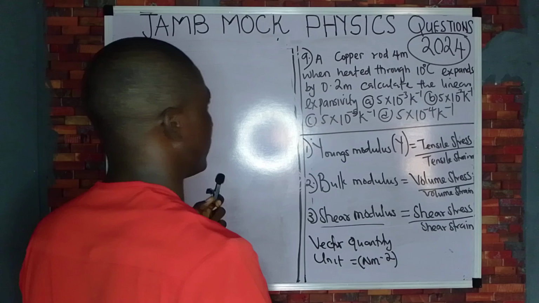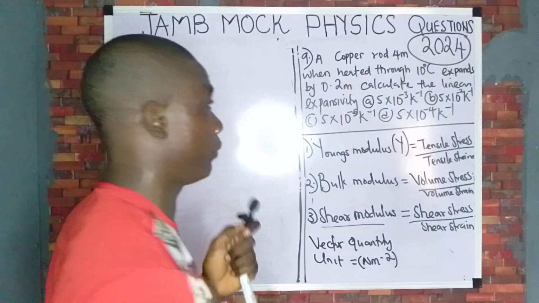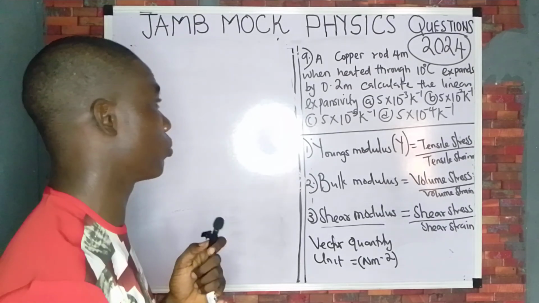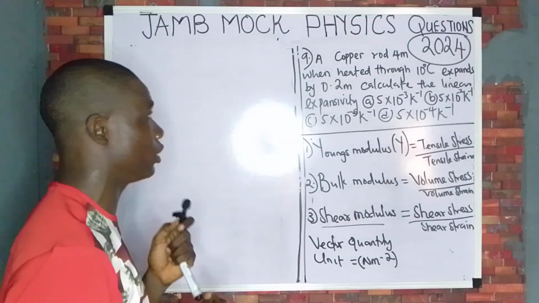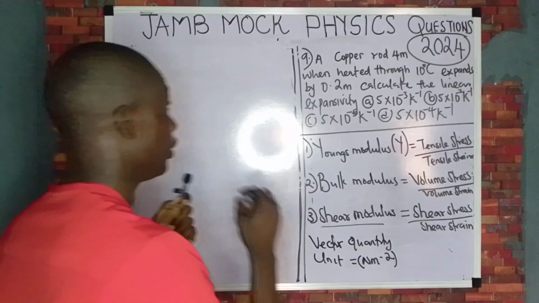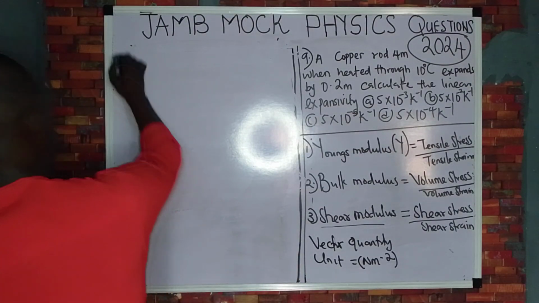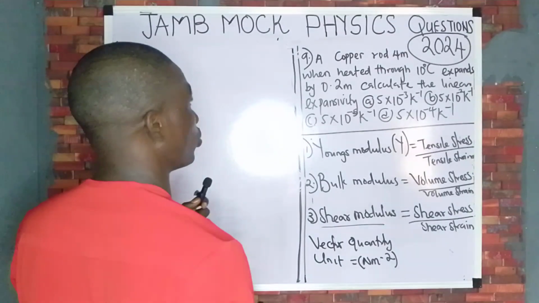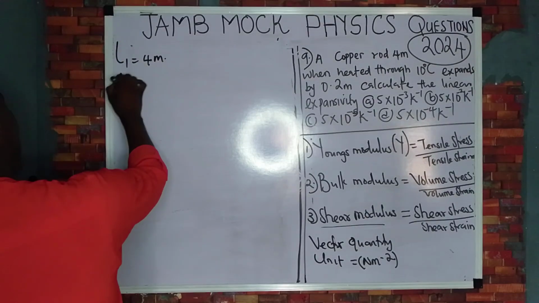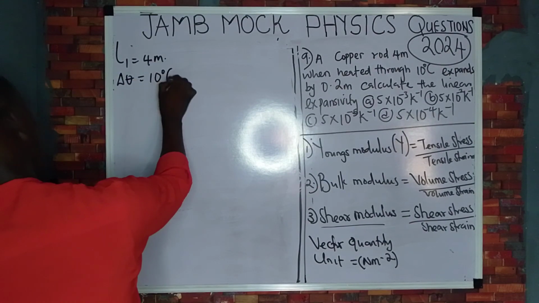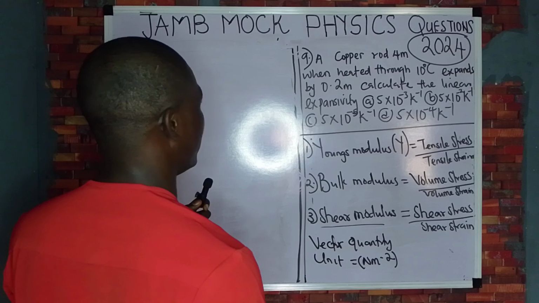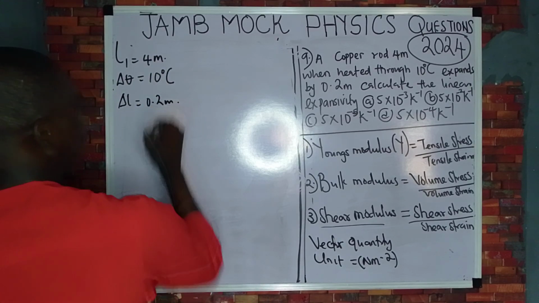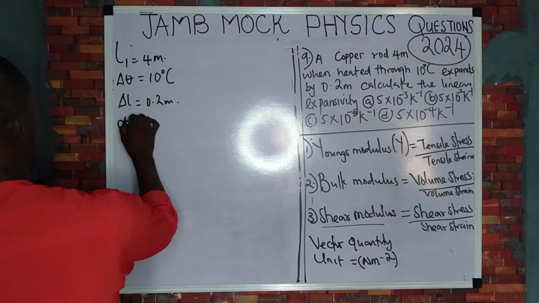Now, question number 9 says a copper rod. Remember, we have a video on linear expansivity. When you get to watch that video, please do well to go back to it so you can get the full gist of linear expansivity. A copper rod 4 meters long, that's the original length, when heated by 10 degrees Celsius, the change in temperature is 10 degrees Celsius, expands by 0.2 meter. The change in length is 0.2 meter. What is the linear expansivity?